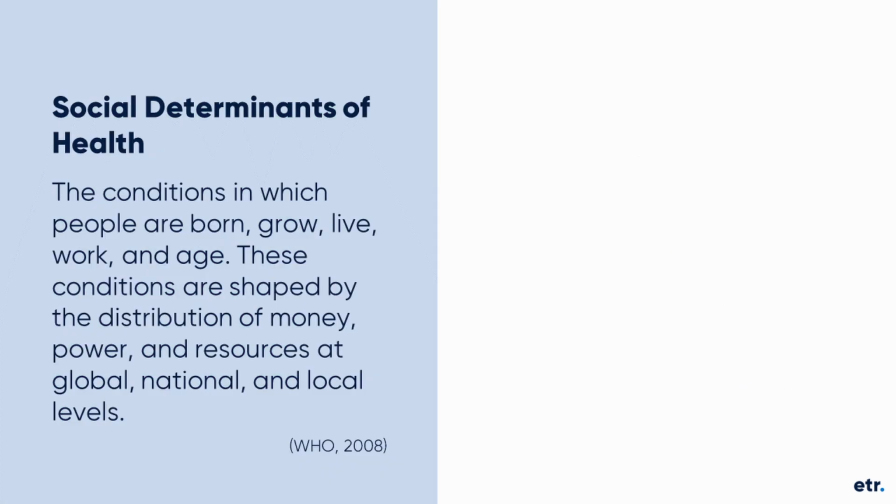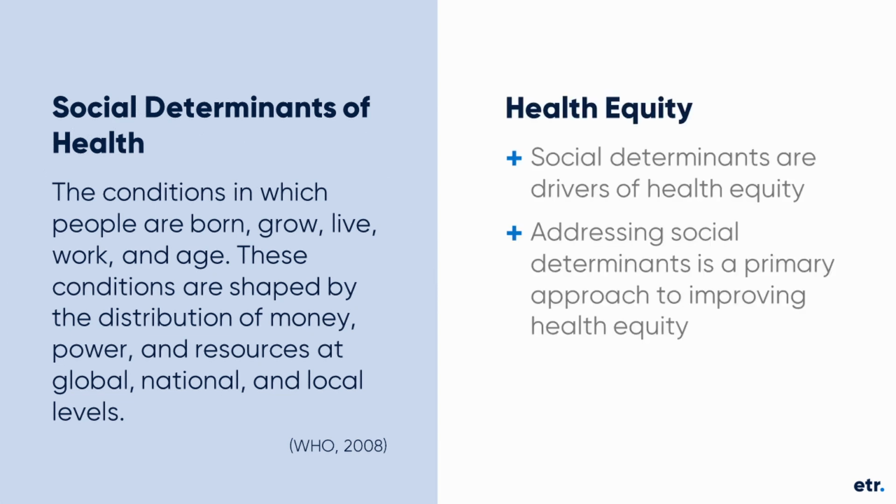Social determinants of health are another closely linked term. The World Health Organization and the CDC define social determinants of health as the conditions in which we live, learn, work, play, and age. Social determinants of health are the drivers of health disparities and ultimately health equity. Addressing social determinants is a primary approach to improving health equity. That brings us to Principle 2.